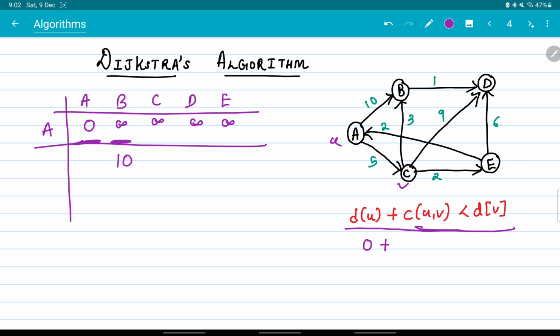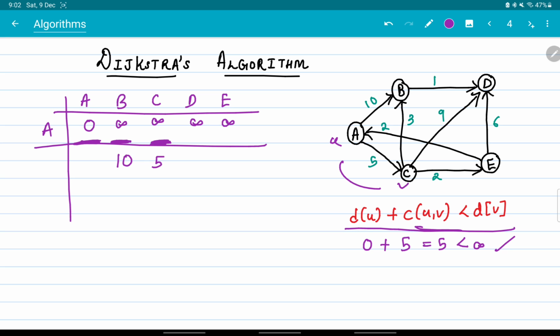0 plus the cost of going from A to C. The cost of going from A to C is 5. What is 0 plus 5? That is 5. What is the distance of C? The distance of C from the table is infinity, which we assumed. So is 5 less than infinity is the question. Yes, 5 is less than infinity. So now I'm going to update the value of C as 5.